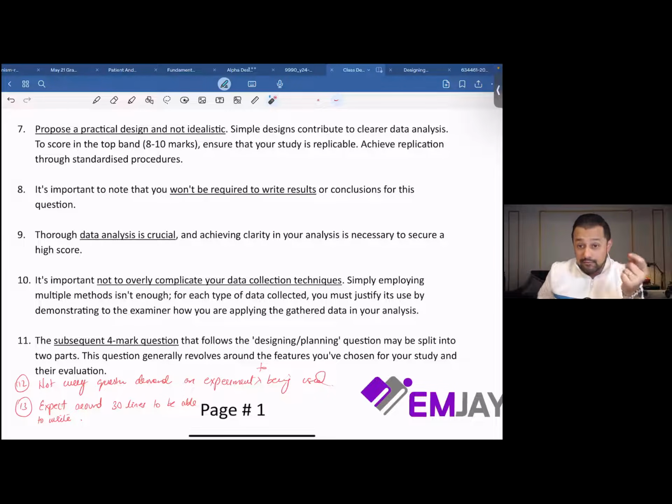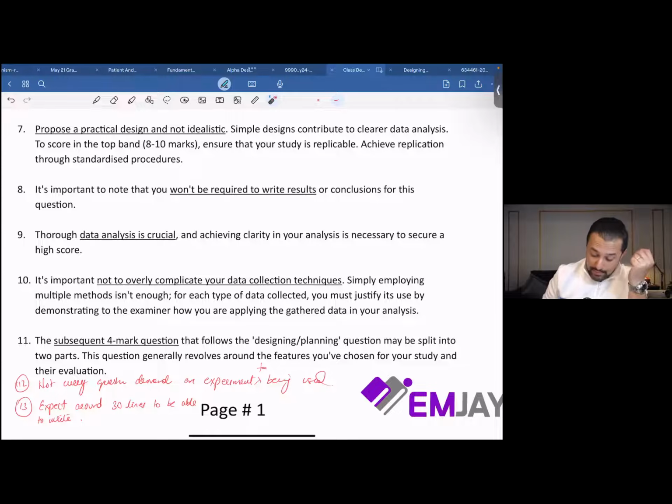Remember, my dear, every data collection technique that you introduce, every sort of data that you're collecting, eventually has to be analyzed. If you cannot analyze it well, do not use more than one or more than two data collection techniques, right? So use multiple data collection techniques only when you can justify them. Now, propose a practical design and not idealistic. Simple designs contribute to clearer data analysis.